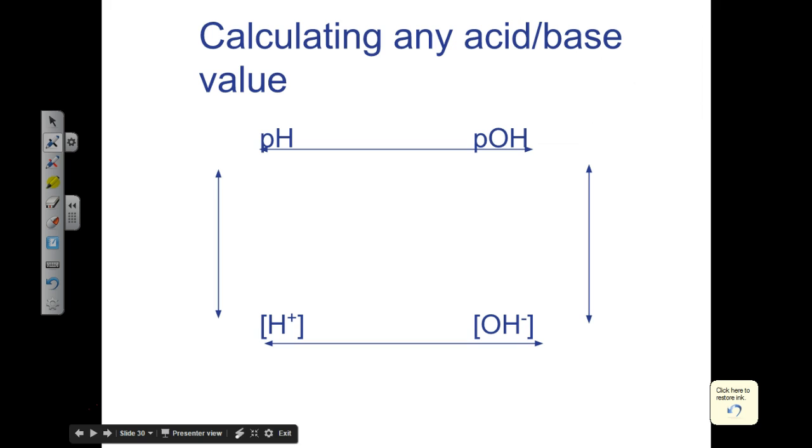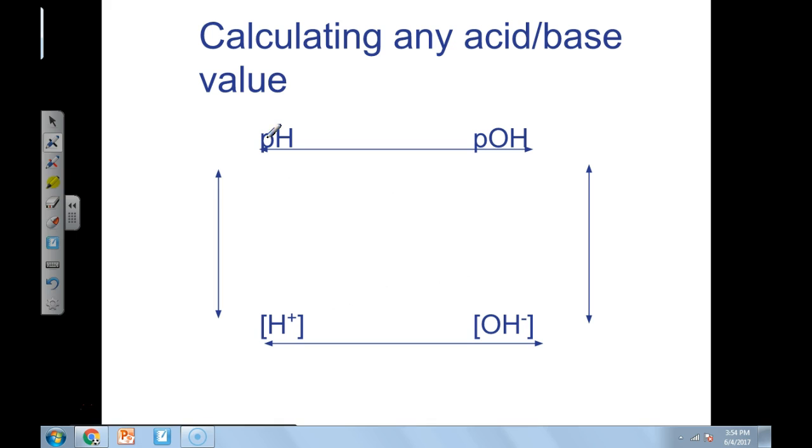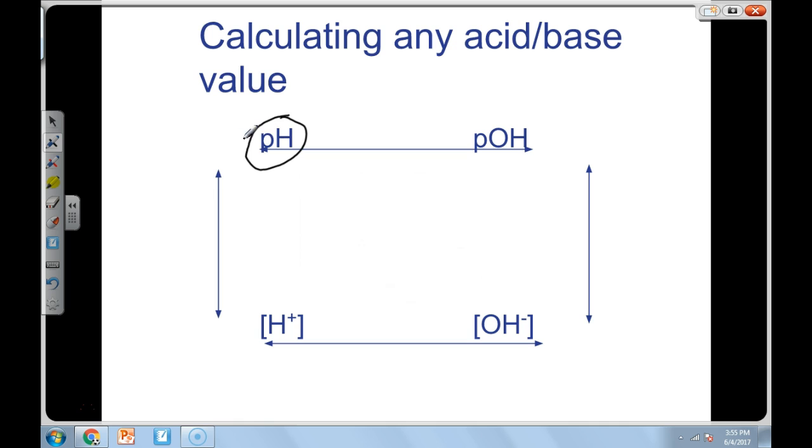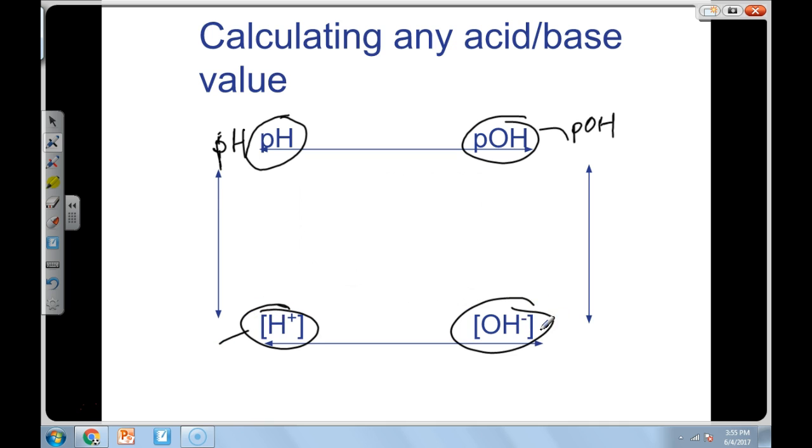And so what this gives you is the box for calculating acid and base values. And so what I have done here, and I don't know why this is here. This pH should be here because we find pH. pOH should be here, pOH. And how do we find pH and pOH? Well, we can do the negative log of this or the negative log of this.